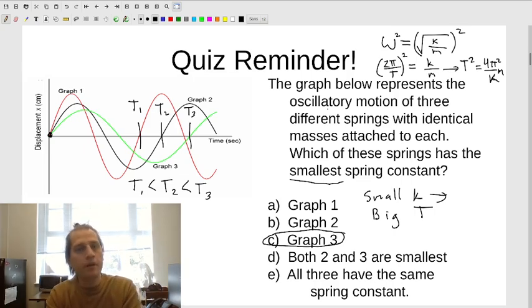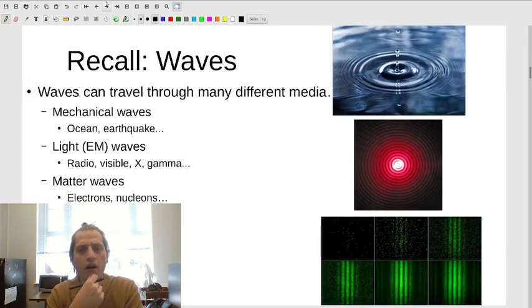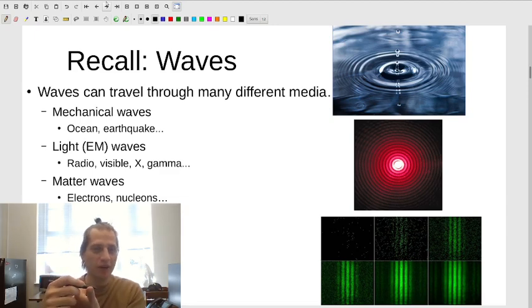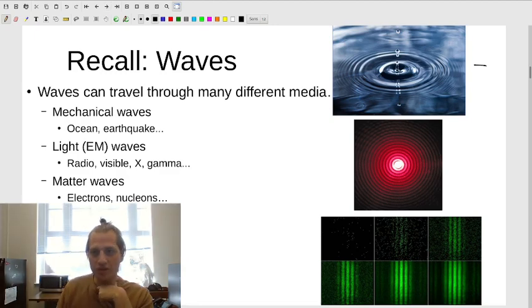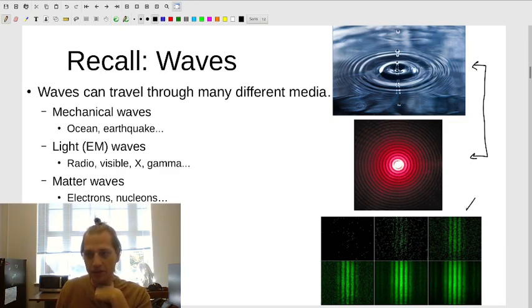All right, good enough. Now, that's your reminder, of course, to take the quiz. The other day we were talking about waves, and we said that waves can travel through many different media. We have mechanical waves, we have light waves, we have matter waves. We are going to be most concerned with these two types. This type is a little bit exotic because it's quantum mechanics.